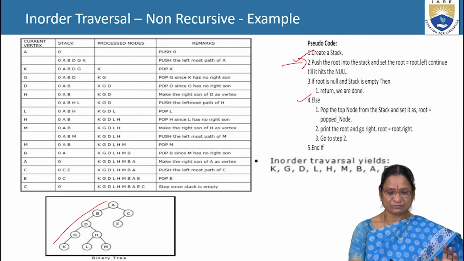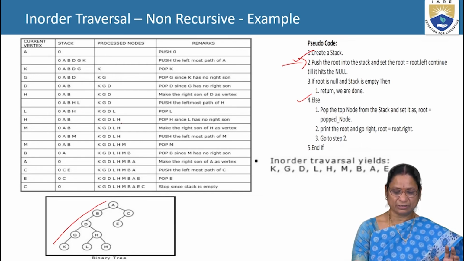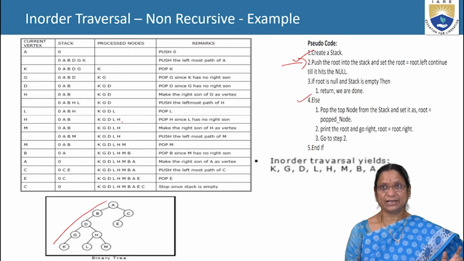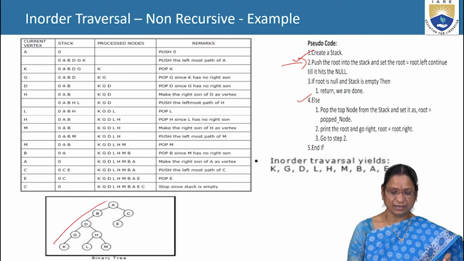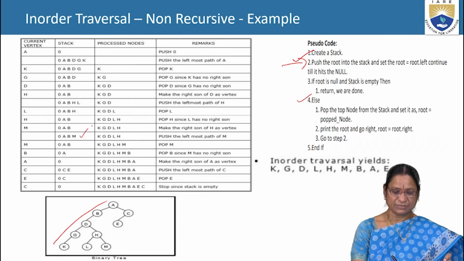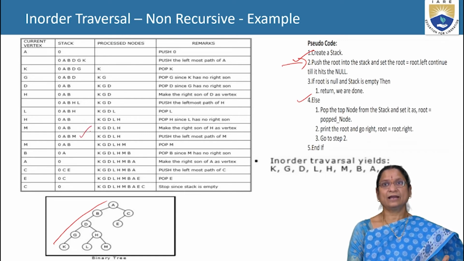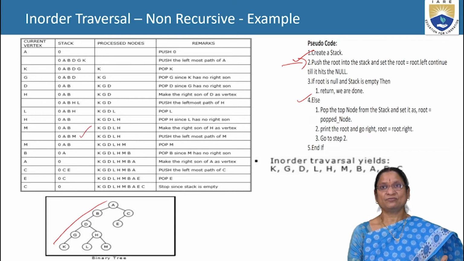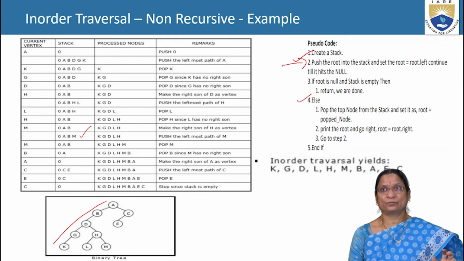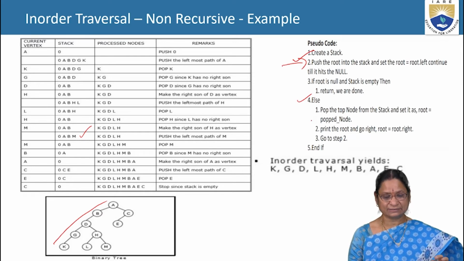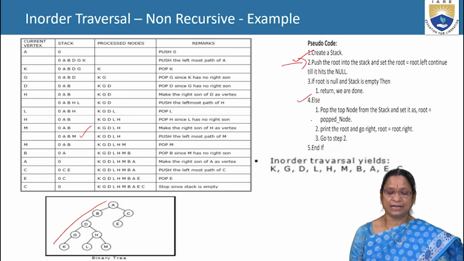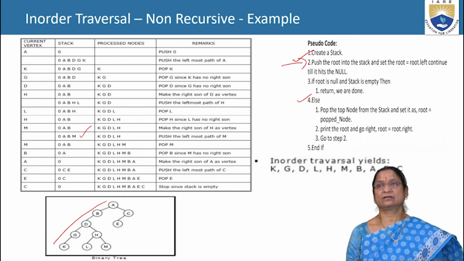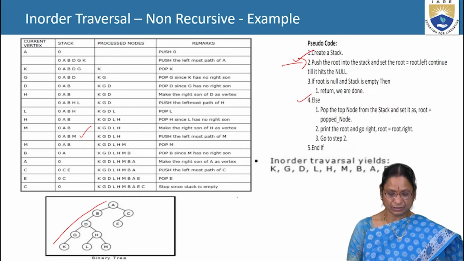So the next one is popped. H will be popped and it will be printed. For H, yes, a right child is there. M is the right child and the root is updated to M. M is pushed into my stack and left of M is null. It will stop. Again, it will come here. Still the stack is non-empty and it will pop out M and M is printed. Right of M is null, so it will continue further.